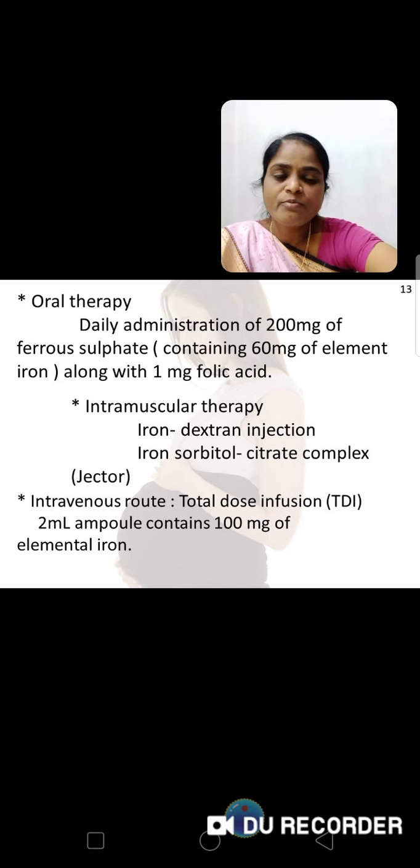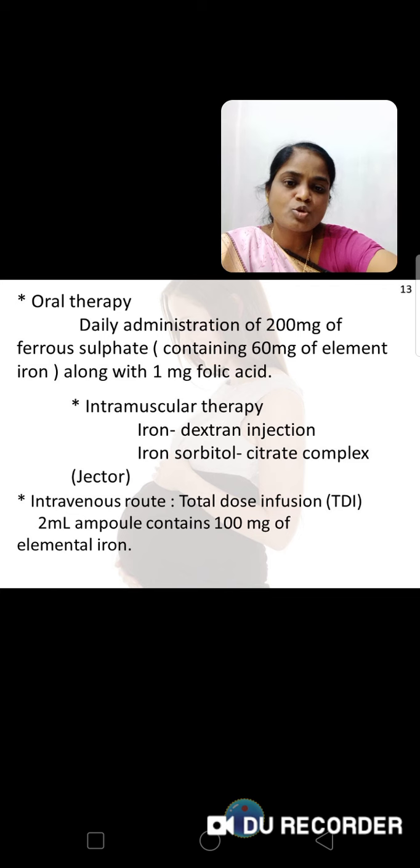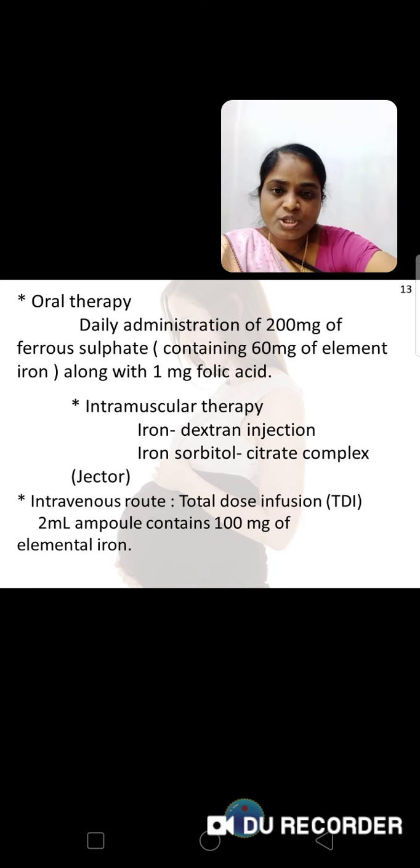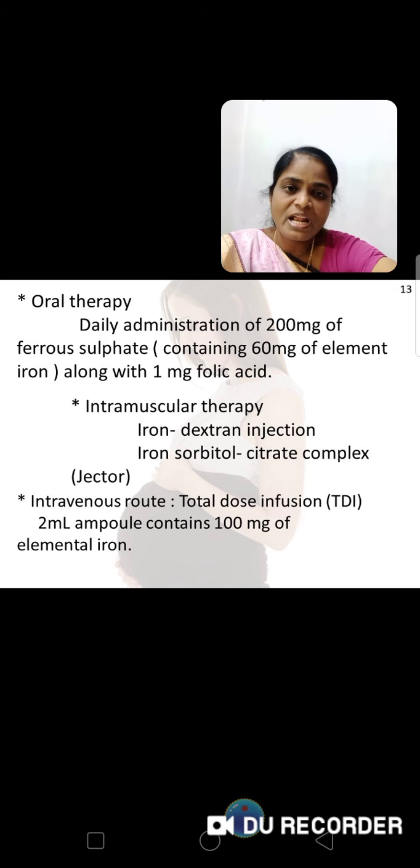The government is giving it freely. And next is intramuscular therapy, injections, iron sorbitol injections, such as Jectofer. Everything is available. We administer 1 ml ampule; 2 ml ampule is available. So we administer this injection.